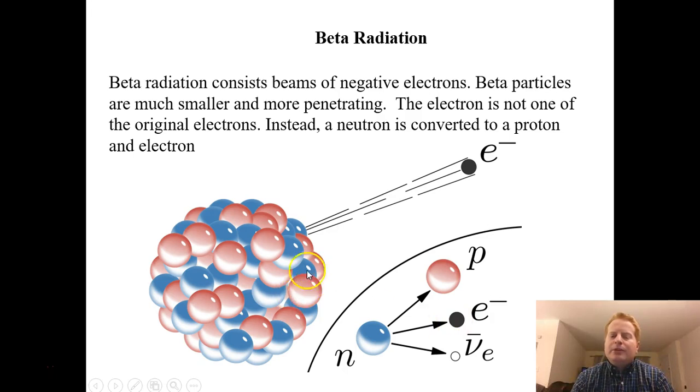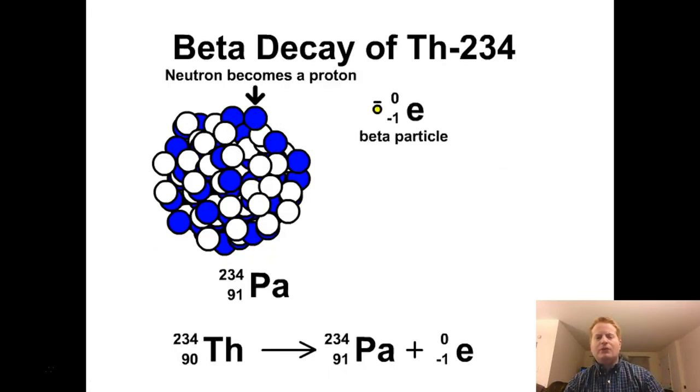Now, the proton stays behind as part of the original nucleus, but the electron gets fired away, and that's what we're looking at here. So normally we consider electrons as being outside the nucleus, right? But what we're saying is a neutron from in the nucleus can convert itself into a proton and an electron. It's like crazy stuff. Here is that happening.